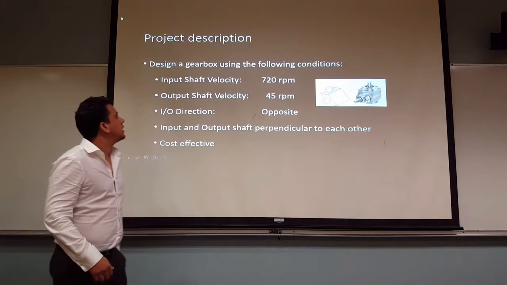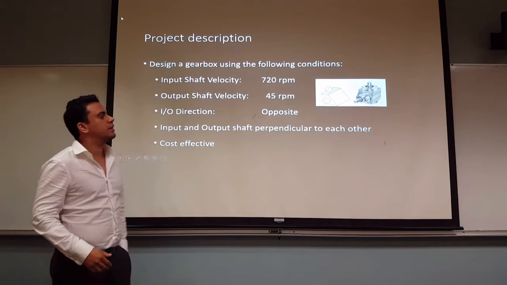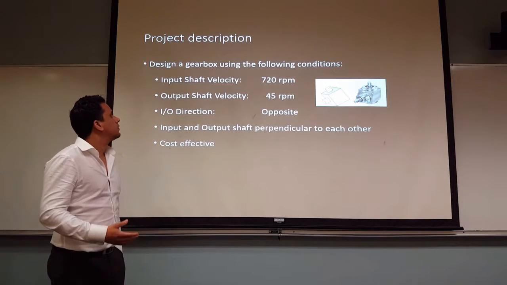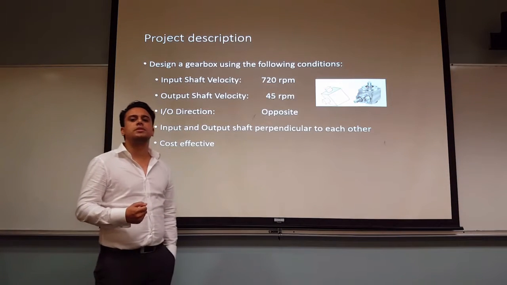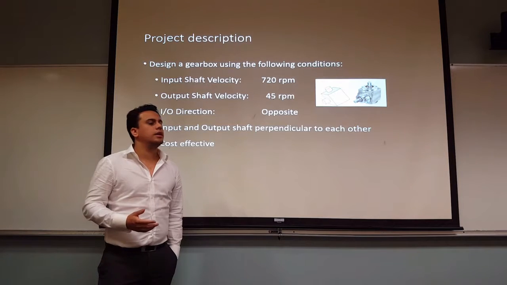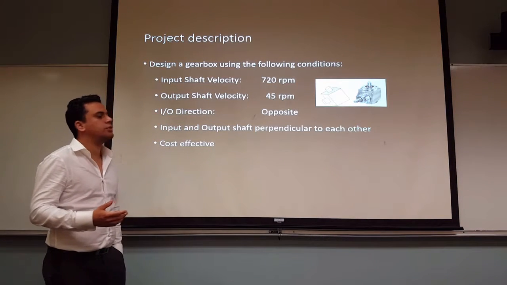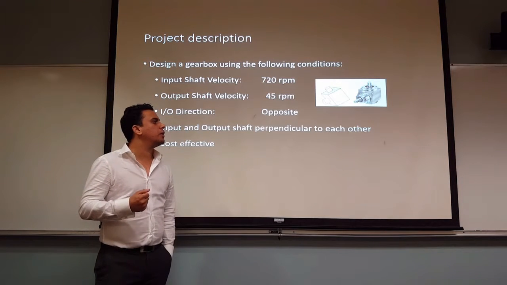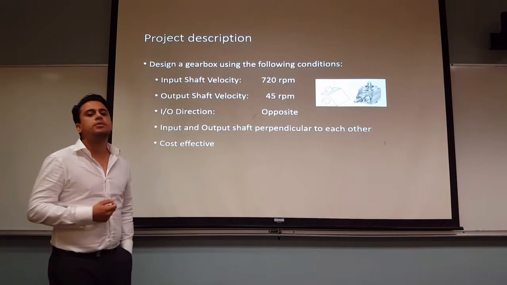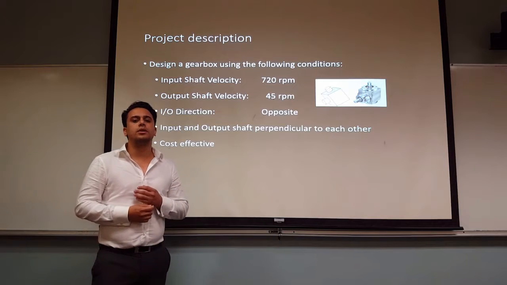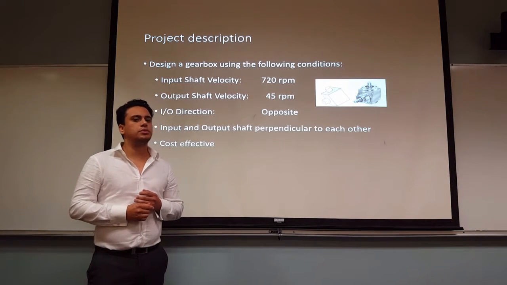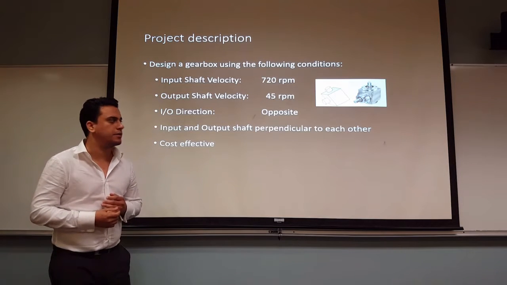So we were asked for this project to design a gearbox using some specific conditions. For example, the input shaft velocity was 720 RPM, and we needed an output shaft velocity of 45 RPM. The direction had to be opposite, and the input and output shafts had to be perpendicular to each other. The main goal of the project is to be cost effective with the design.